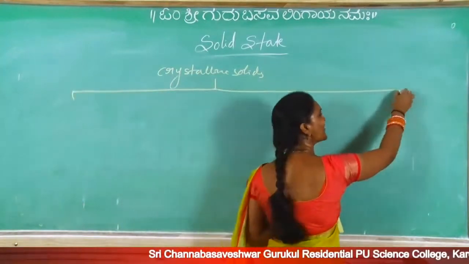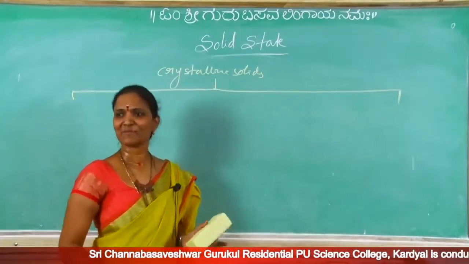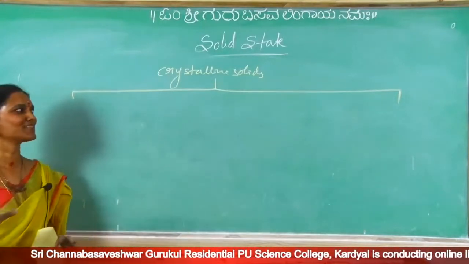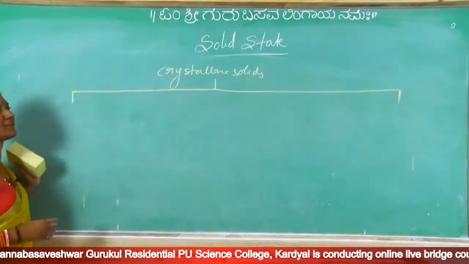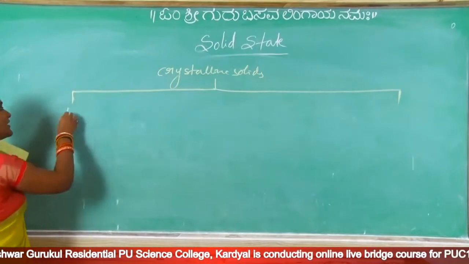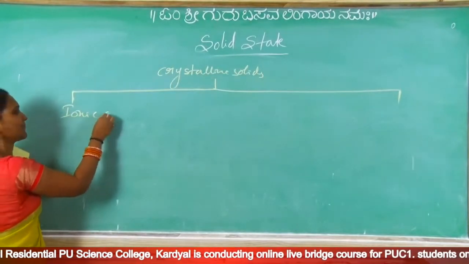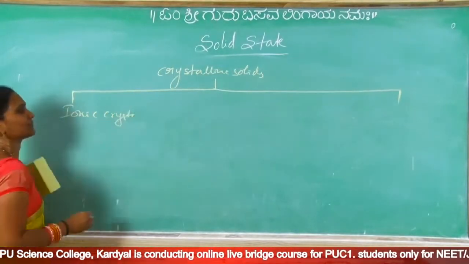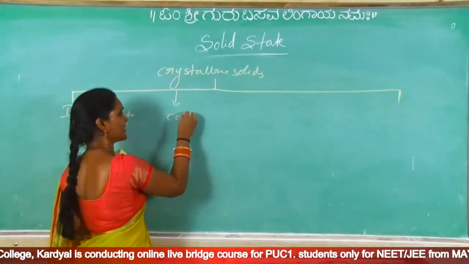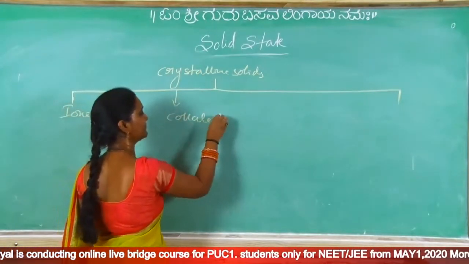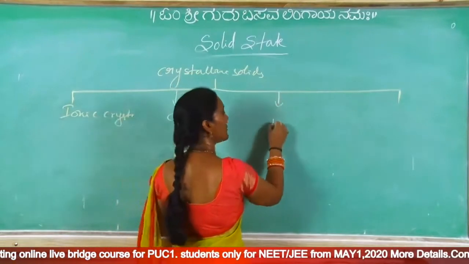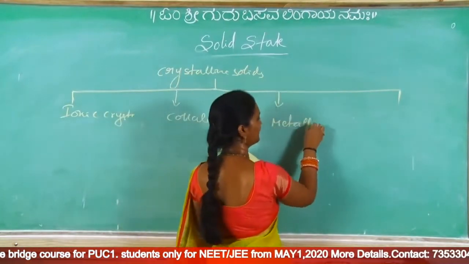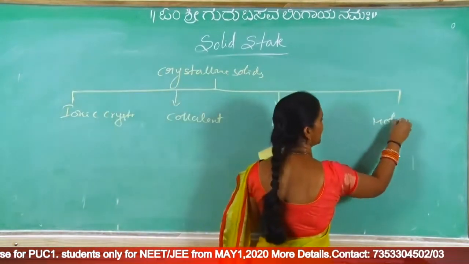So what is the fourth type? Atoms, ions, molecules. One more is there. So now what are the 4 types? Ionic crystals, covalent crystals, metallic crystals, molecular crystals.